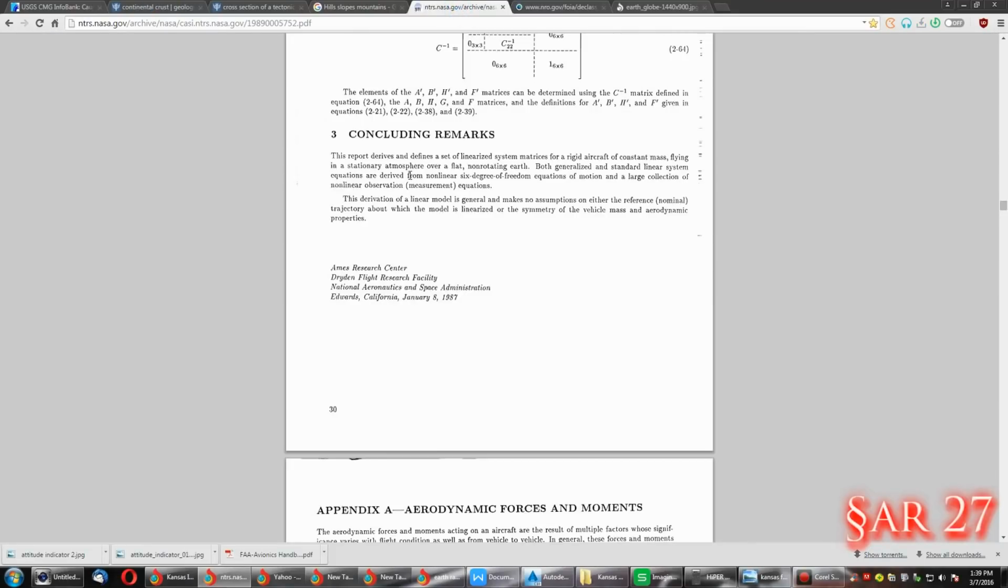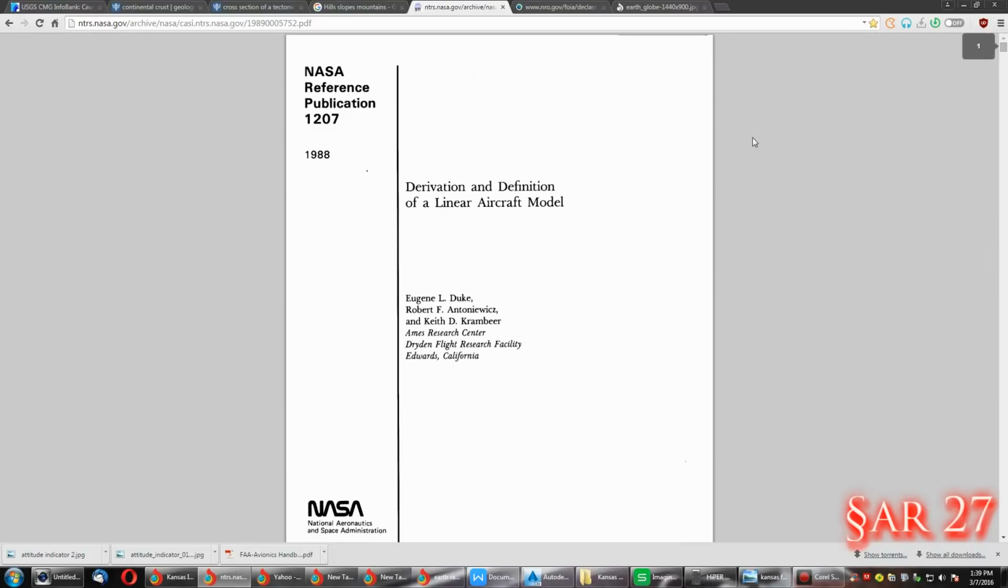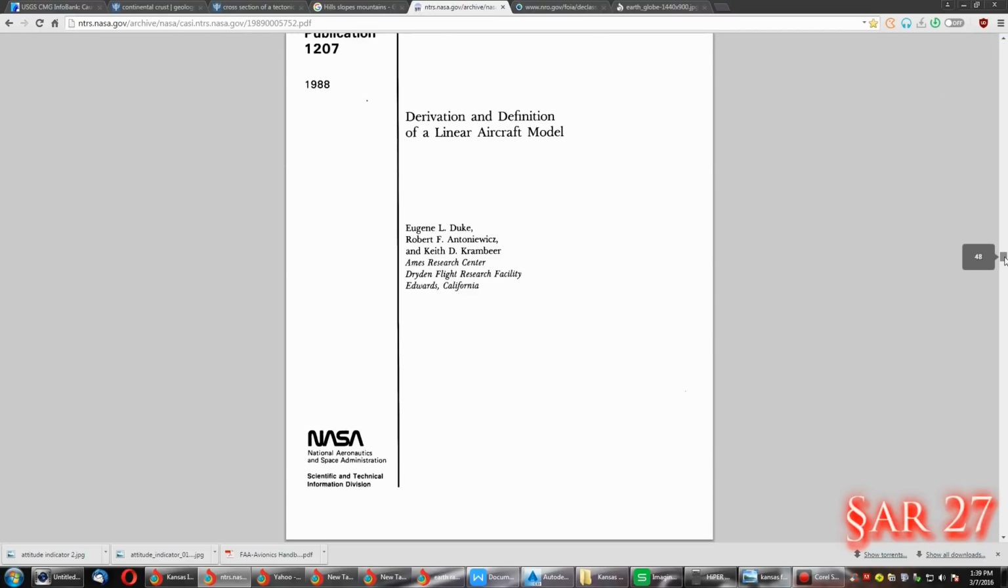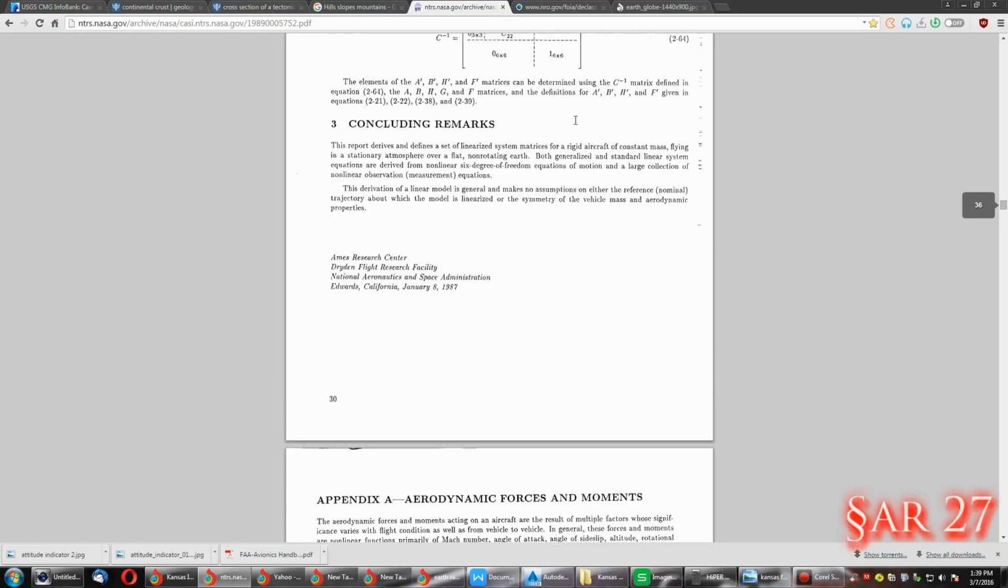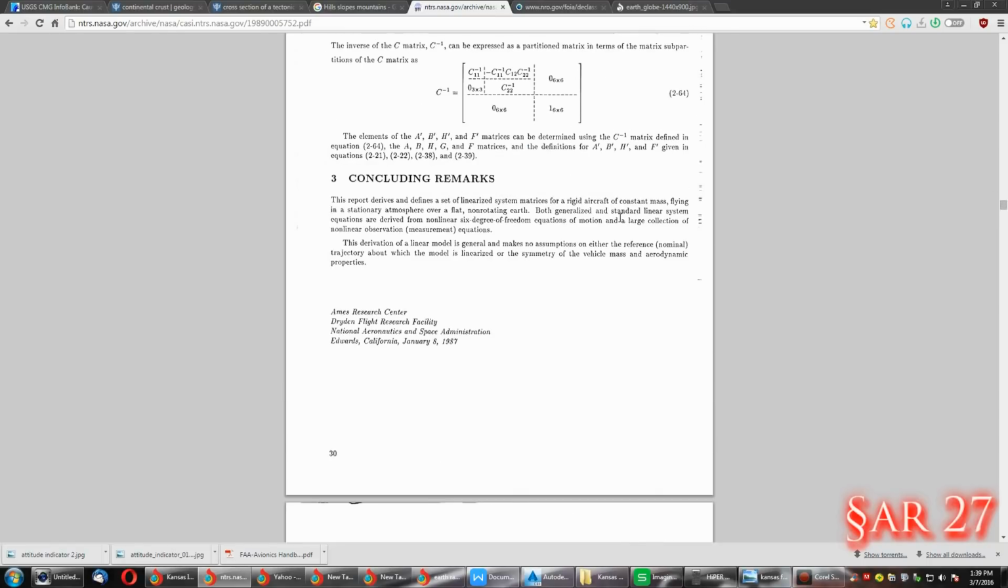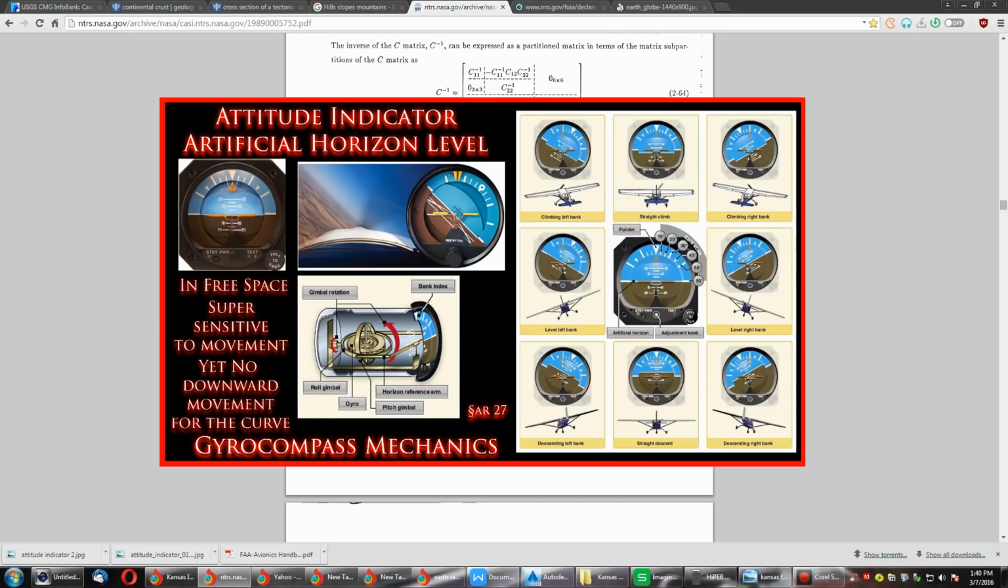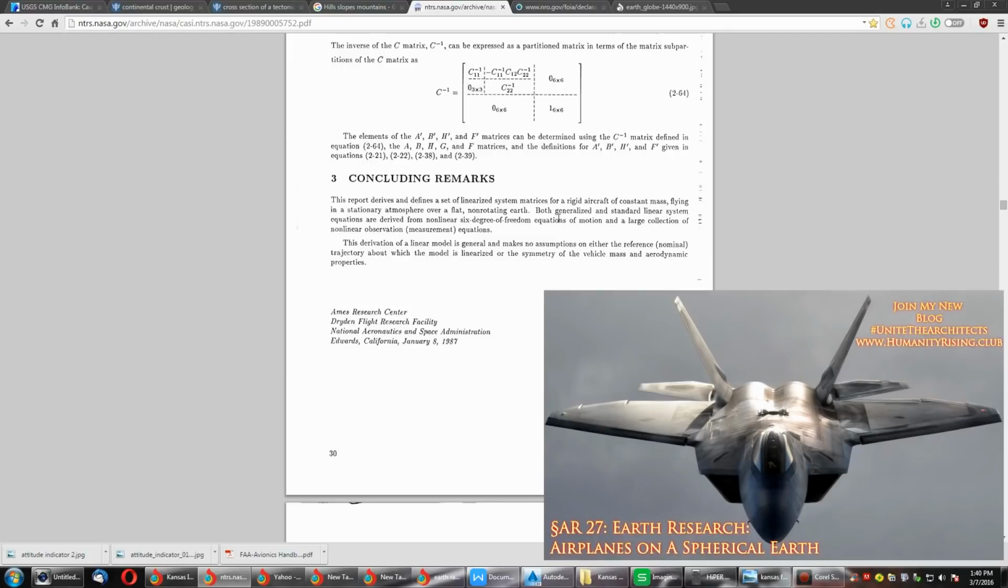I can come back here into the NASA document that I've heavily put in all of my videos. The NASA definition of a linear aircraft model, and we can go back to page 36 in the concluding remarks, is that the matrices for the rigid aircraft of constant mass flying in a stationary atmosphere over a flat, non-rotating Earth. And if you look here, it says the equations are derived from nonlinear 6-degree of freedom equations. That's the movement of aircraft in the air. If you haven't seen my other videos, I have 3 of them, and one of them goes into detail with the attitude indicator, which is the gyro compass.